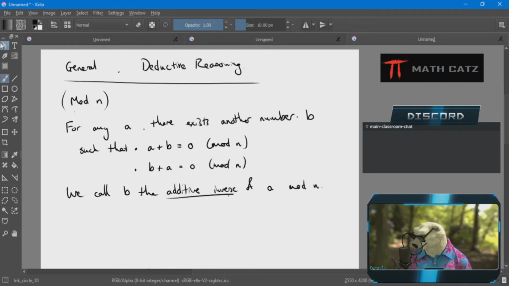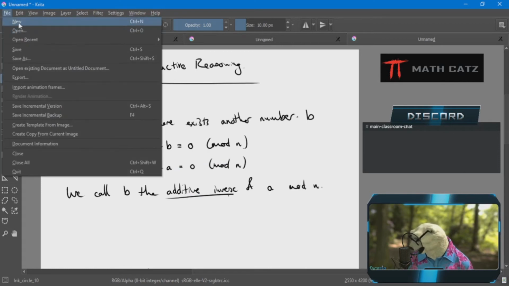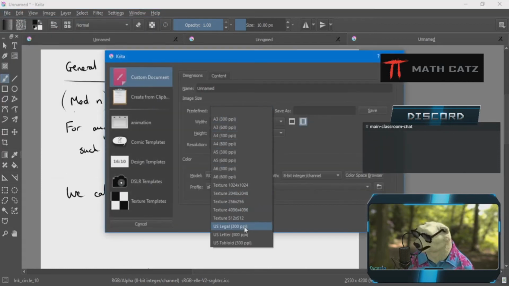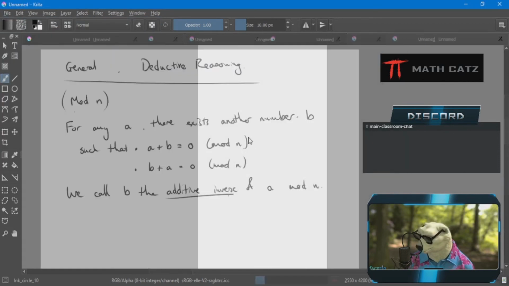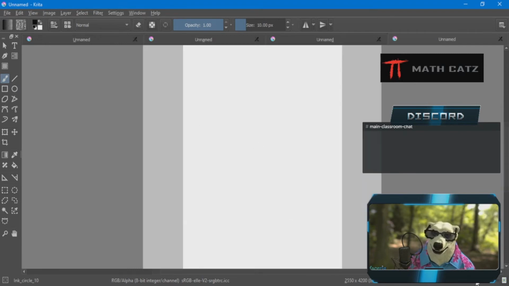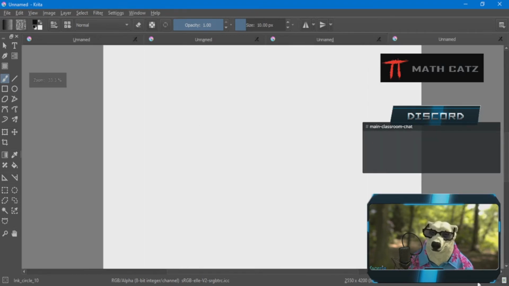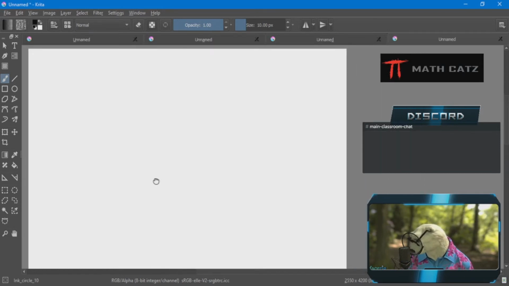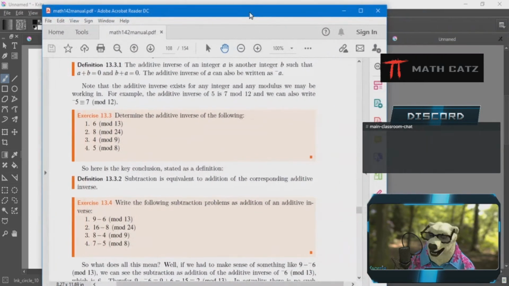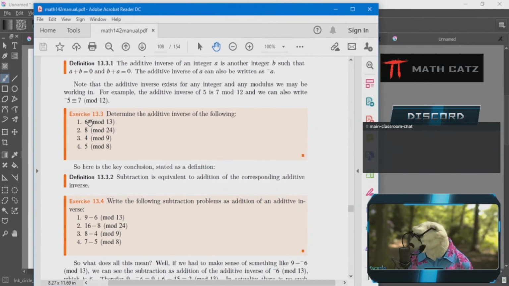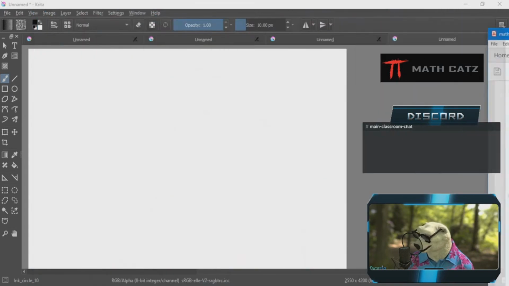Let's make a new page for practicing my exercises. I do have some exercises. Additive inverses is something we want to know. So let's just practice that with different circles and different situations. So what I have here is our exercise 13.3. I have different circle sizes, different numbers. What is the additive inverse of them?